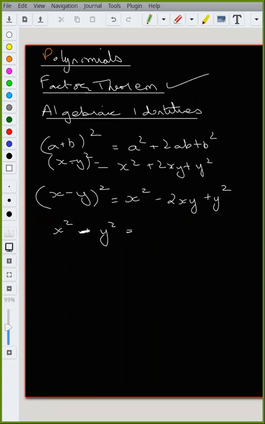Varia? Sir, it's x plus y into x minus y. Into x minus y, correct? And another one is x plus a into x plus b. Sharan, any idea?